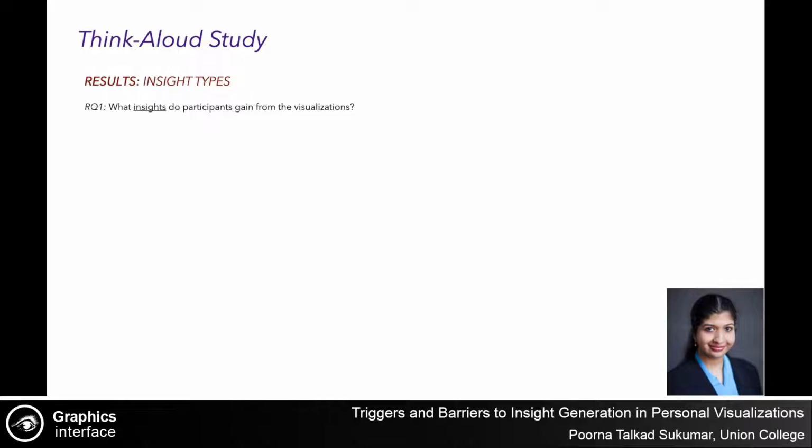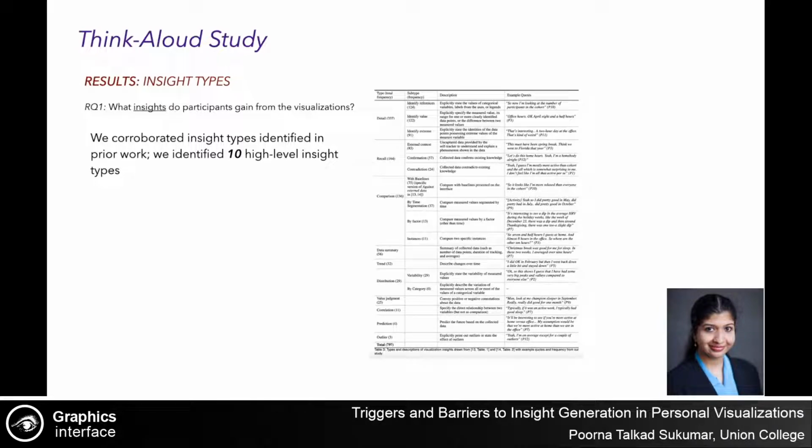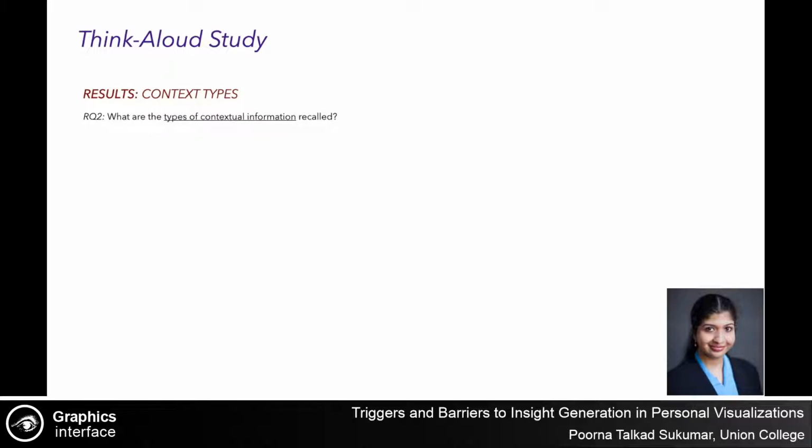And to answer our first research question, what insights do participants gain from the visualizations, we corroborated insight types identified in prior work, and we present the complete list of all the insight types in our paper. To answer our second research question, what are the context types recalled by participants to interpret their data, we identified 5 context types. The first one: participants recalled various events that occurred during the time frame of the TestRace study to interpret their data shown on the interface.